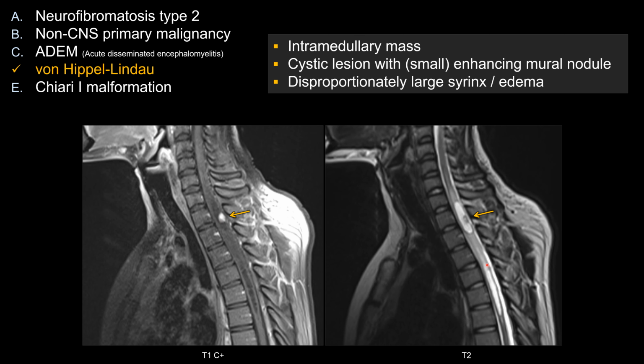In addition, notice how small the enhancing lesion is relative to the large amount of the cord edema and syrinx it produces. That's also somewhat characteristic for hemangioblastoma, in that sometimes you can have a tiny enhancing lesion with a disproportionate amount of either cord edema or syrinx. So overall, this is the best for hemangioblastoma over other types of cord neoplasm. Therefore, the answer is Van Hippel-Lindau.